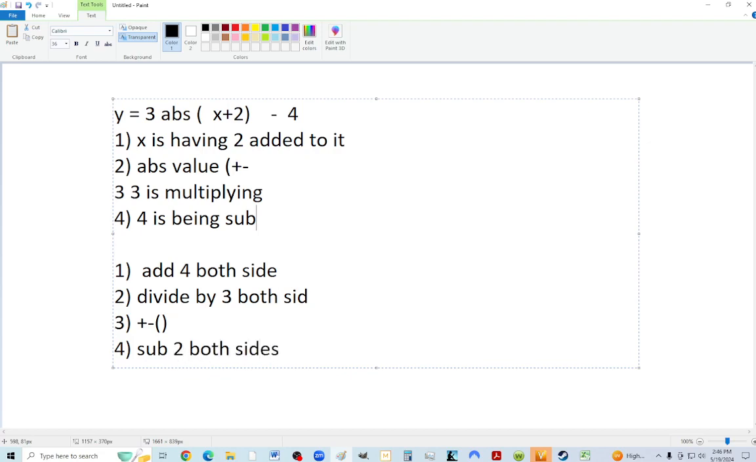Now let's first of all look at the vertex of this graph. It's at -2, -4, and it's facing up, which means this y value dictates the range. y is bigger than or equal to -4. That means when we find the inverse, the domain will match that range. x is bigger than or equal to -4. So you have to add that as a restriction here, and we'll see if that works out.